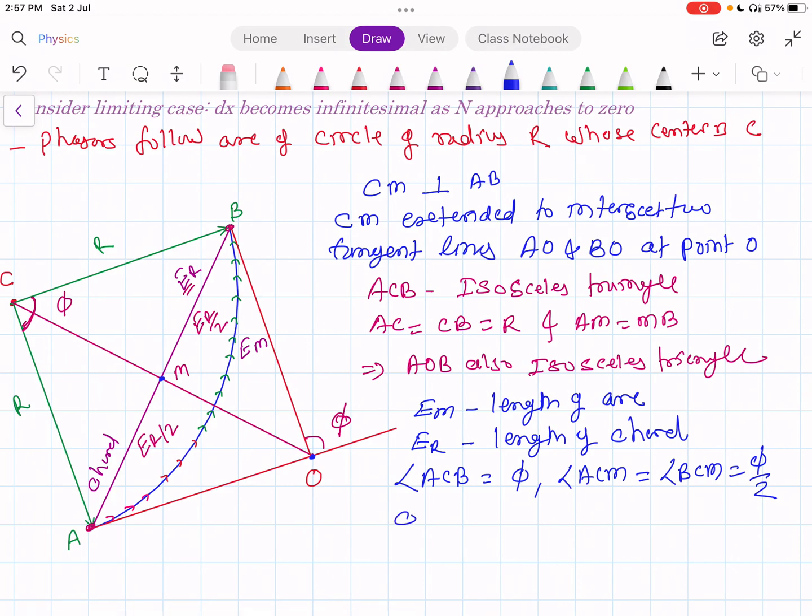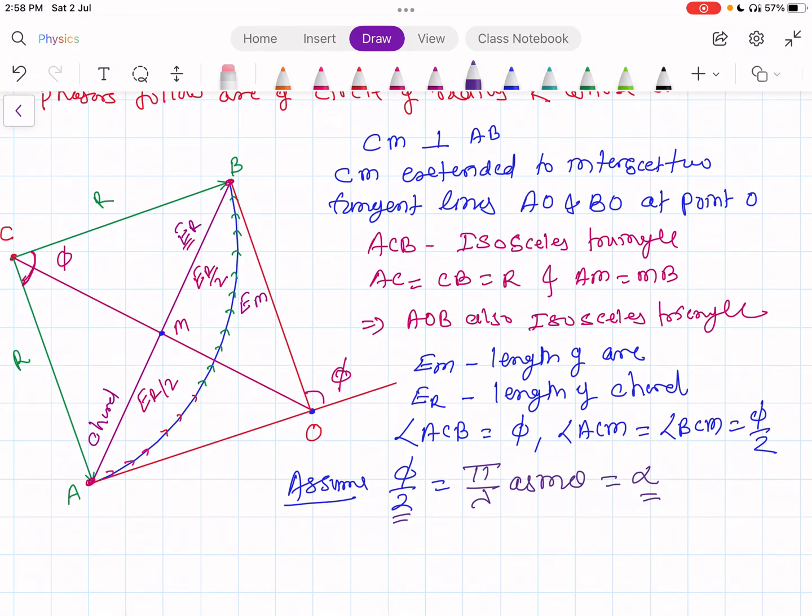And let us assume that this phi by 2 is equal to alpha. Assume phi by 2 is equal to alpha. We know phi is 2 pi by lambda a sin theta. Now here is phi by 2, so this phi by 2 is equal to pi by lambda a sin theta, and that is equal to alpha. We are assuming phi by 2 is equal to alpha.